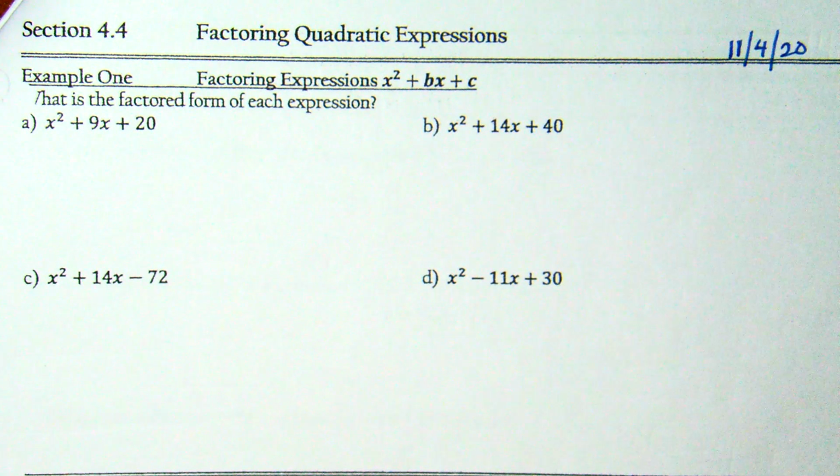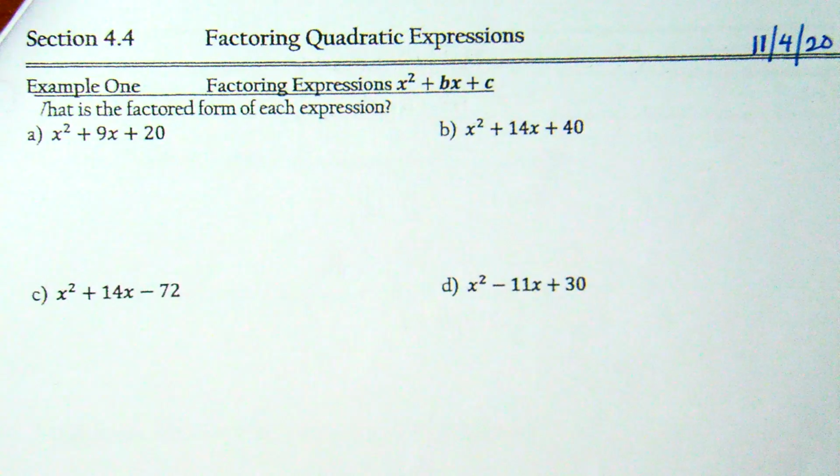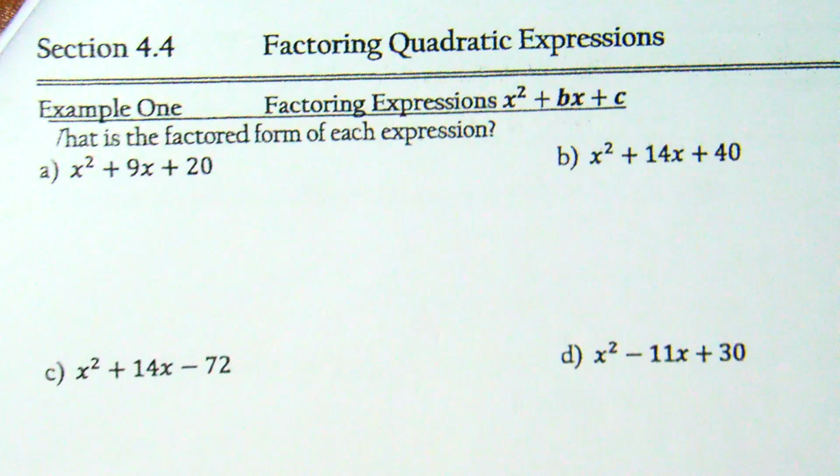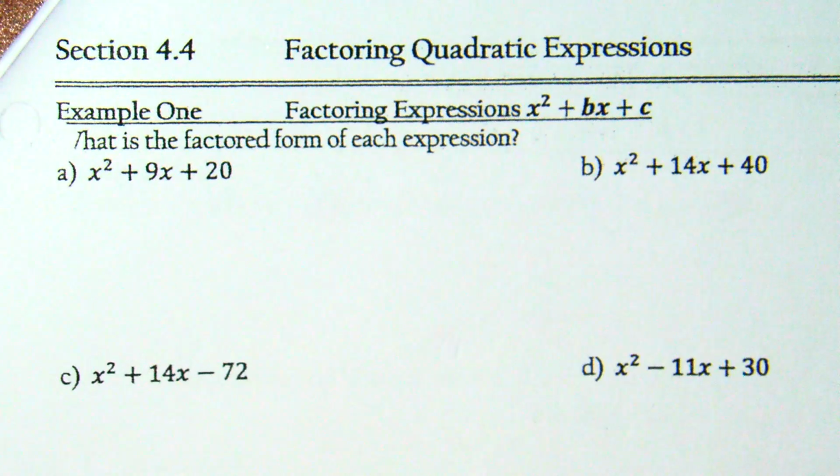Okay, so we're going to look at several different types of factoring. Right here, we're going to start with factoring expressions that are in the form x squared plus bx plus c. So, we've worked a lot the last couple of days, week, with ax squared plus bx plus c, right? But notice there's no a value here. So we are just doing this when it is a 1x squared. And so example A, how do we factor x squared plus 9x plus 20?